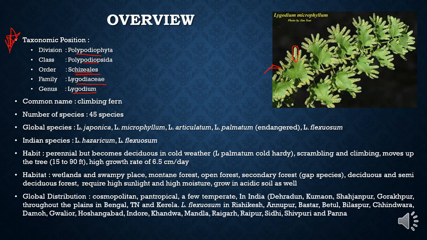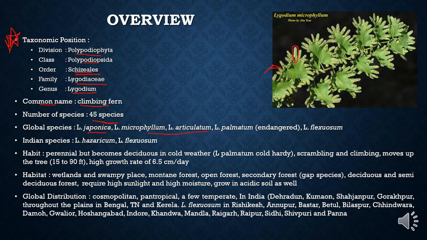So the taxonomic position is very important in any question. For example, if they are asking for the reproductive system as well as the life cycle, or any type of such question, you should always write the taxonomic position of the plant you are describing. The common name is climbing fern. For example, Lygodium japonicum is called Japanese climbing fern. In this way, other Lygodium species have the common name climbing fern and are named after the place of origin.